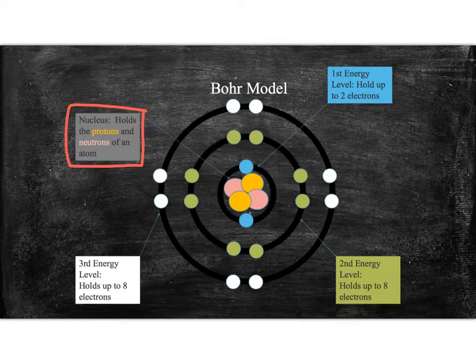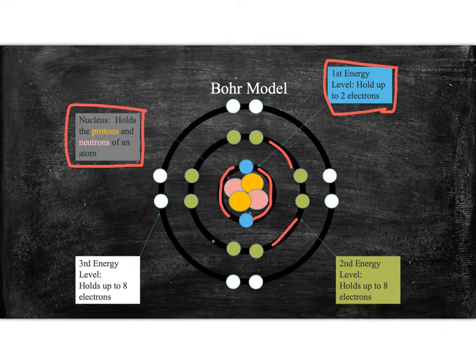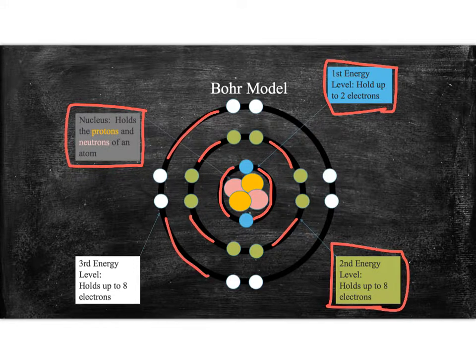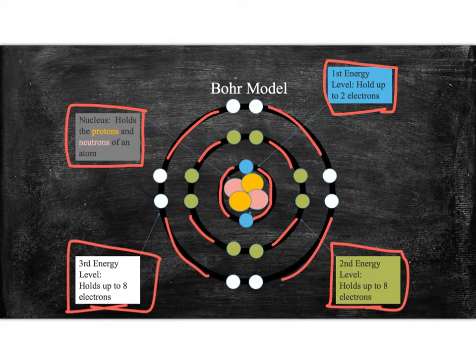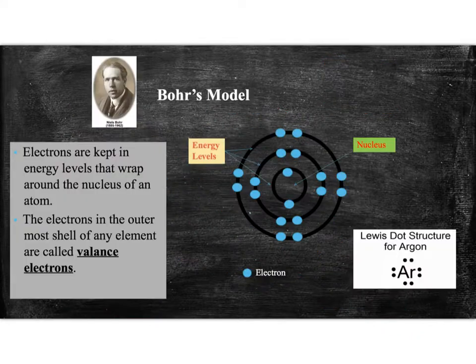If you look at the Bohr's model, you can see this inner ring right here. This inner ring holds up to 2 electrons. It can only hold 2 electrons. The second ring, this one over here, holds a total of 8 electrons. And the outer ring, if you remember from your chemistry class, can also hold up to 8 electrons. That's kind of just the rule of Bohr's model. You need to remember how many electrons each energy level can hold. So 2, 8, and 8.